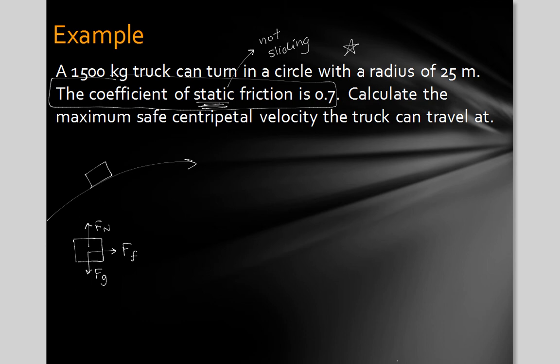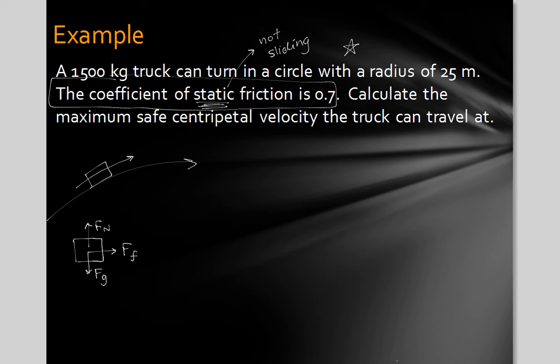But for this case, the vehicle is maintaining the radius of curvature. It's not sliding off, going to do a spin out. So it's the static friction that maintains the radius so that you complete the turn in a circular path.